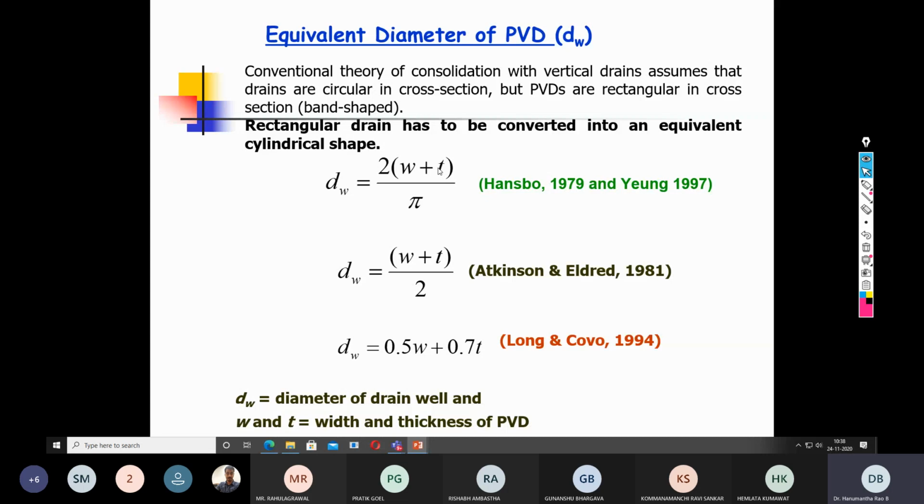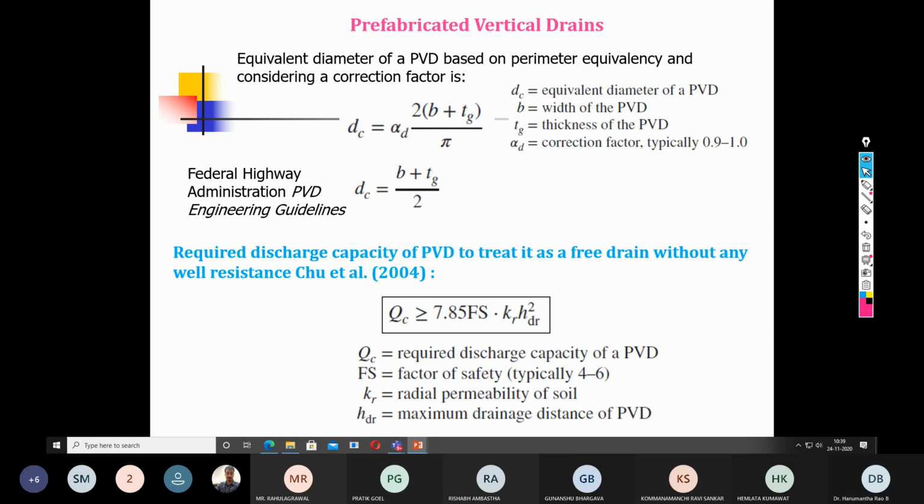This is the width and this is the thickness. W is the width, T is the thickness. Or somebody has suggested simply the perimeter by 2, half of the perimeter. And somebody suggested dw is equal to 0.5 W plus 0.7 centimeter T. So these are the different equations. In fact, more equations are available to calculate the equivalent cylindrical shape from the width and thickness. These are some more equations.